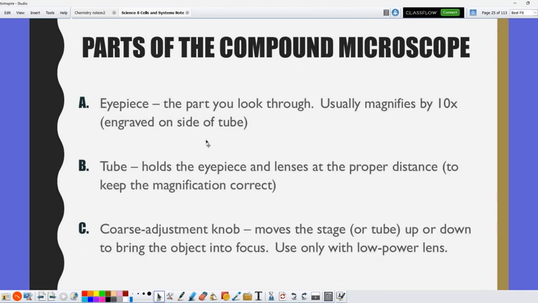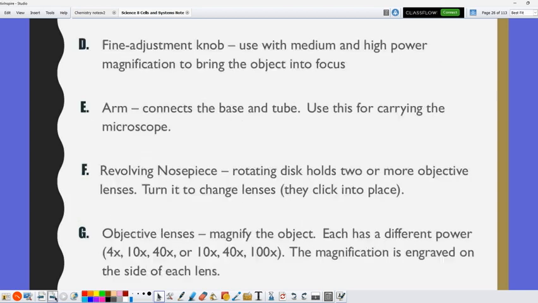The eyepiece is the part you look through, usually magnifies by 10 times. The tube holds the eyepiece and lens at the proper distance, keeps the magnification correct. The coarse adjustment knob moves the stage up or down, or the tube up or down, to bring the object into focus. You only use coarse adjustment with low power. There's a fine adjustment knob used with medium and high power to bring the object into focus.